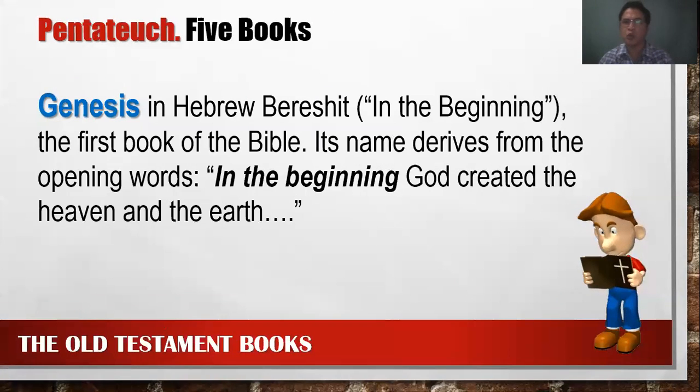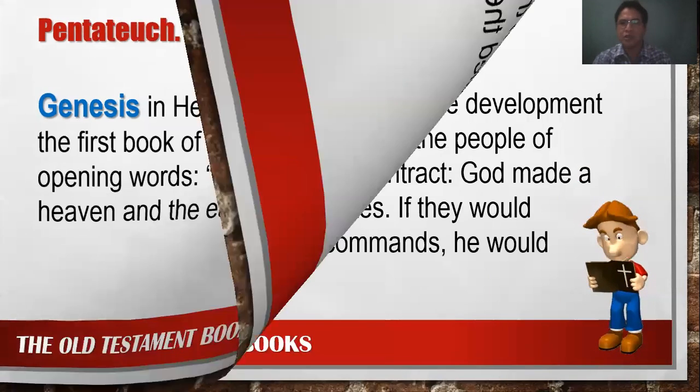Genesis in Hebrew is called Bereshit, which means in the beginning. Its name derives from the opening words: in the beginning, God created the heaven and the earth.